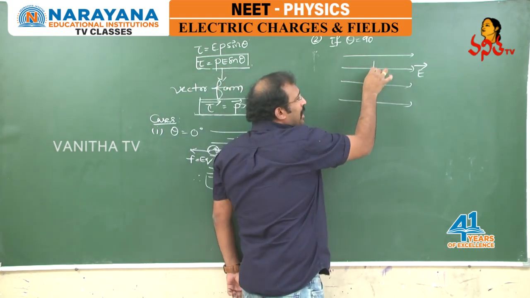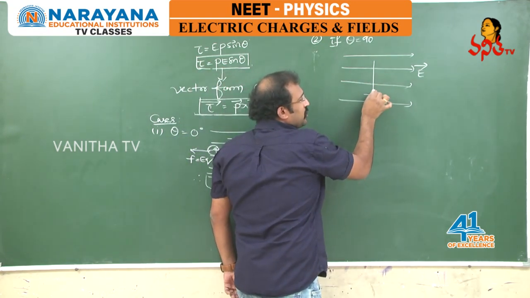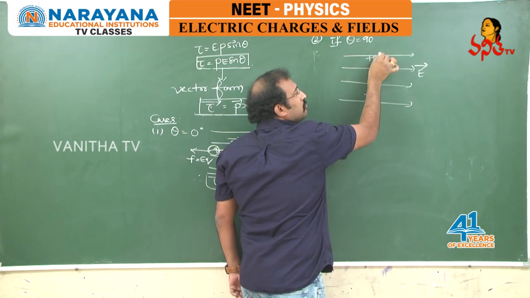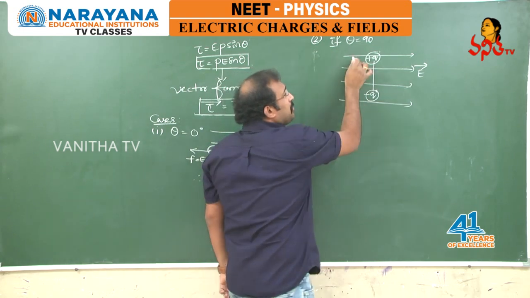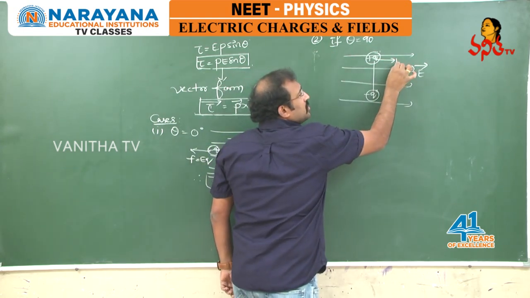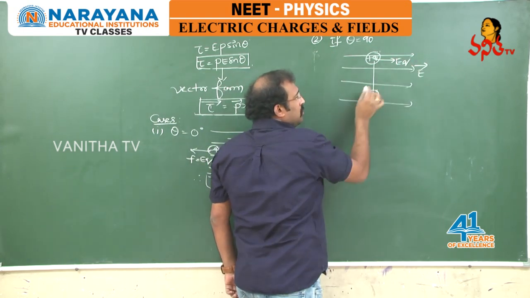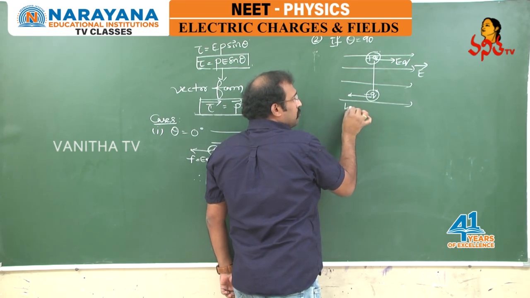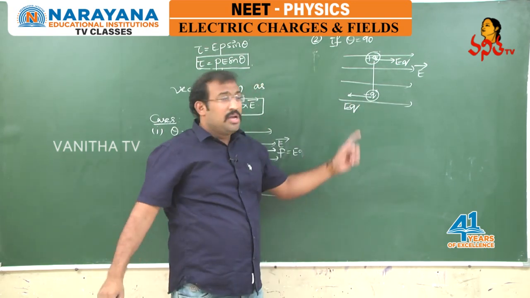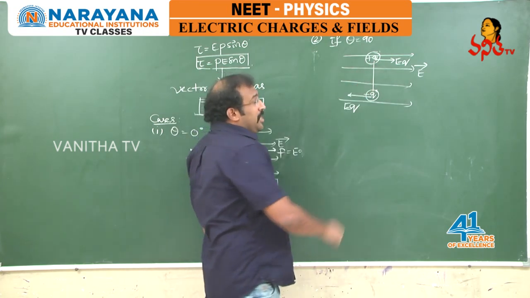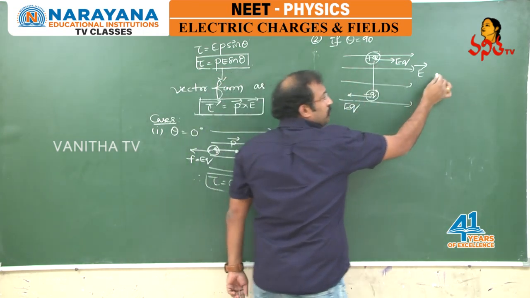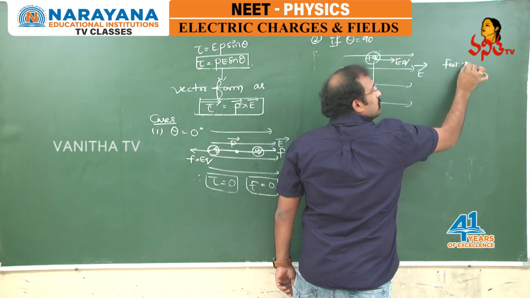Now I take the dipole as, this is minus Q, this is plus Q. Now the forces on the dipole are represented in these directions. This is EQ and this is EQ, because these two forces act on the two charges in opposite directions. Now the net force on the dipole is 0. So F net is equal to 0.